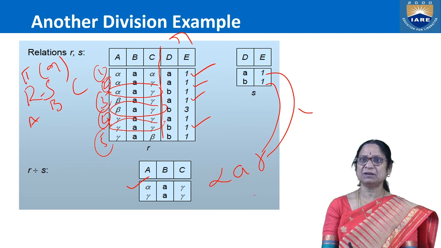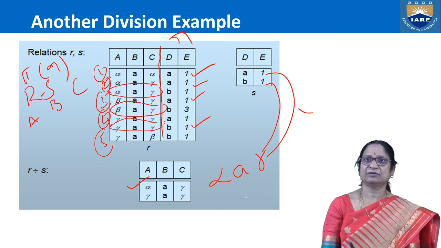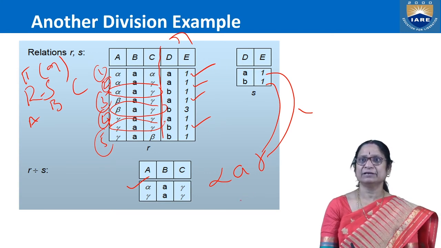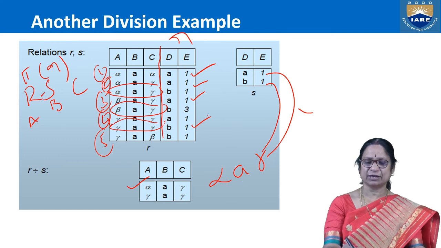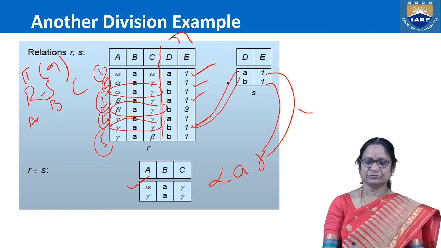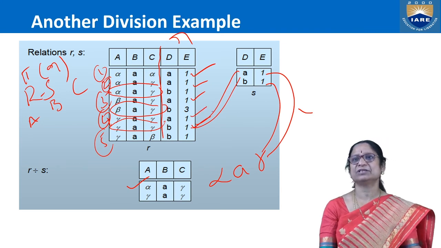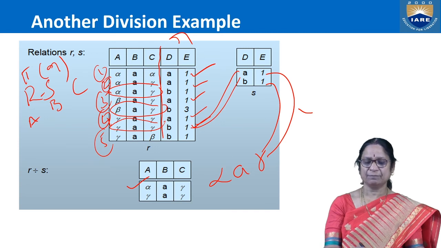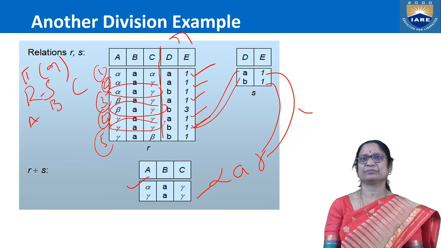What is my fourth tuple? The fourth tuple is gamma A gamma. So gamma A gamma is also connected with both tuples A1 and B1. Gamma A gamma A1 is there, gamma A gamma B1 is also there. Then gamma A gamma can be listed out.